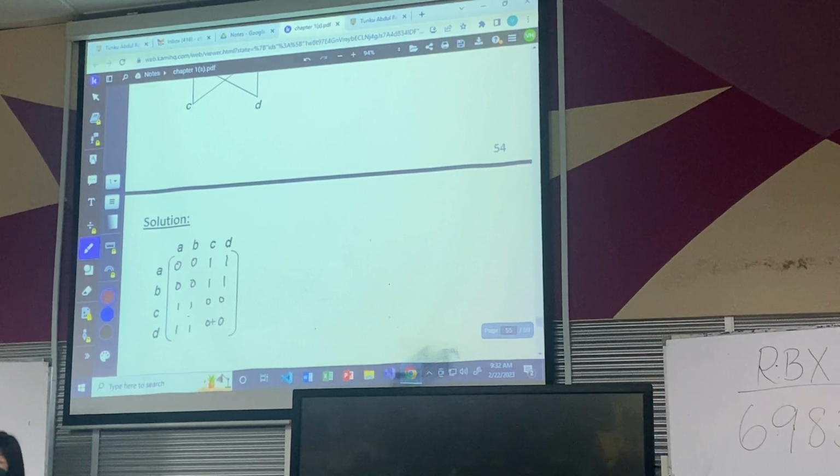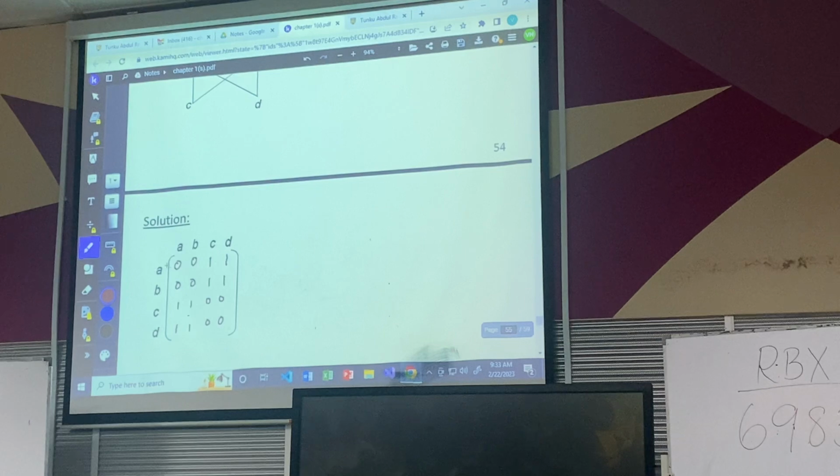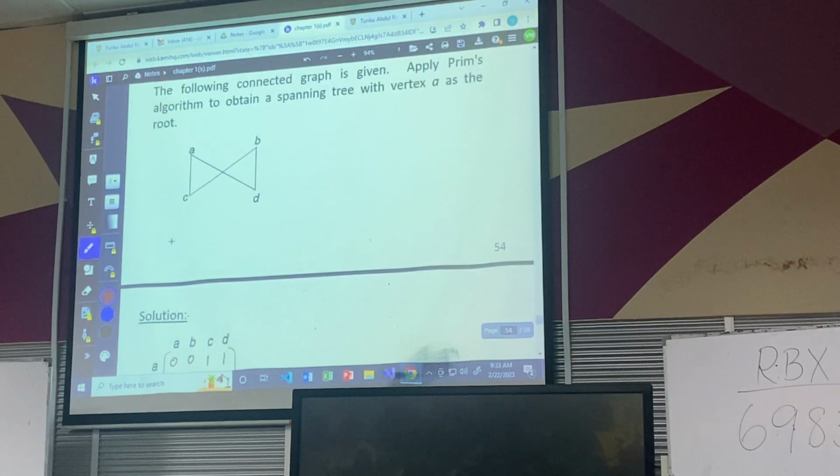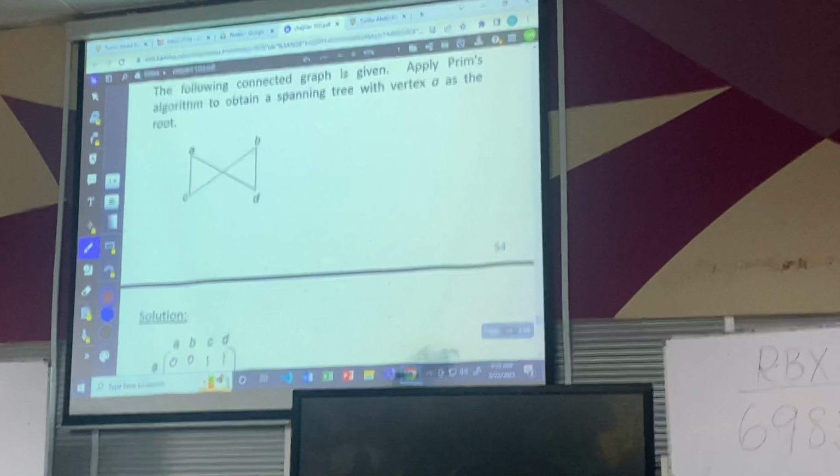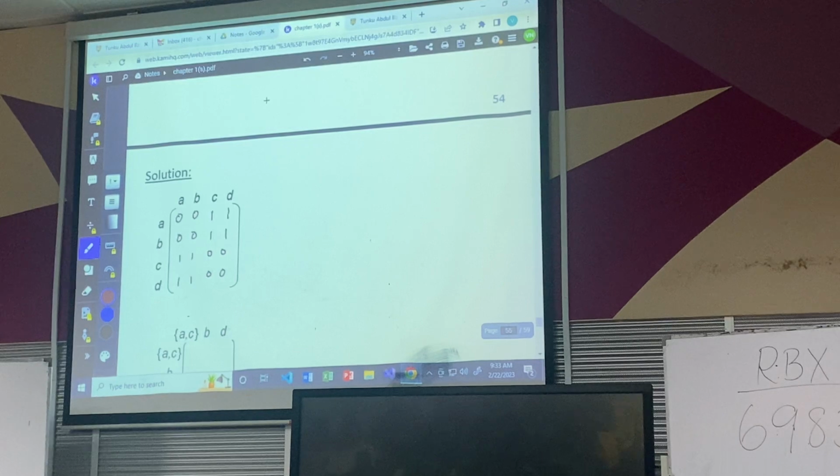Okay, now for Prim's algorithm, what we are going to do is combine the vertices A, B, C, D until we get a single vertex. When the question says vertex A is the root, that means we start with vertex A. If they say C as the root, then you start with vertex C. So now we will start with vertex A to combine with the other vertices here.